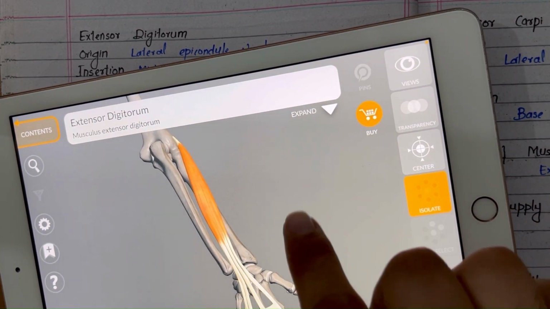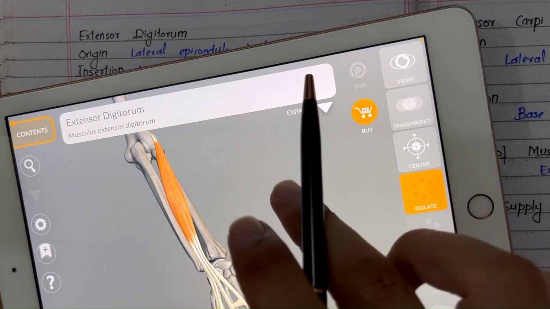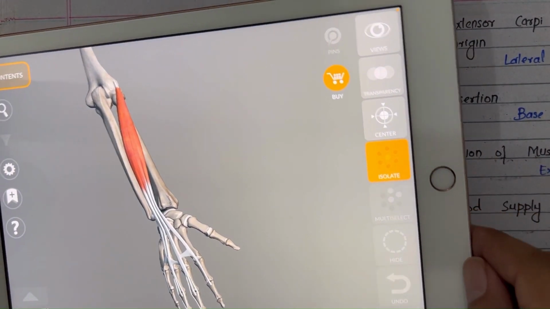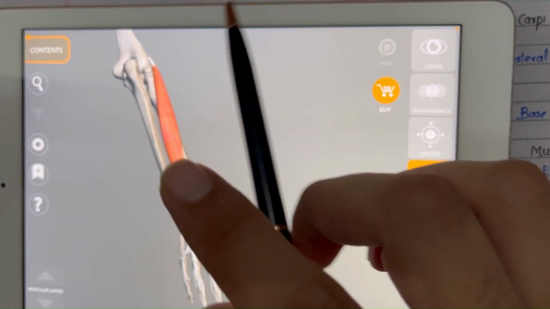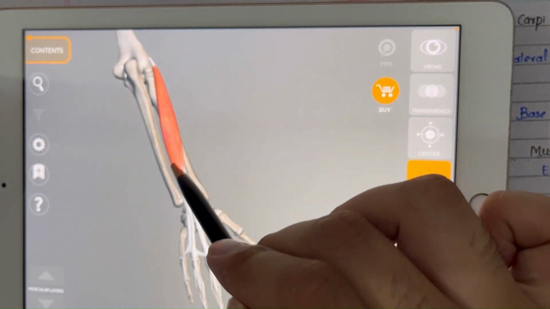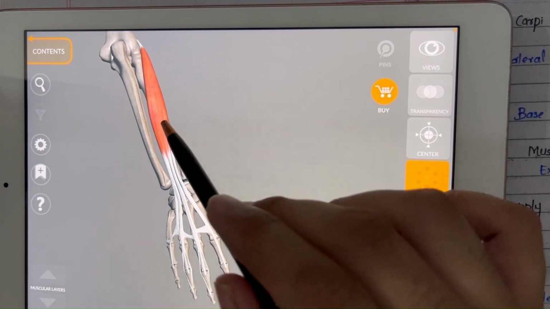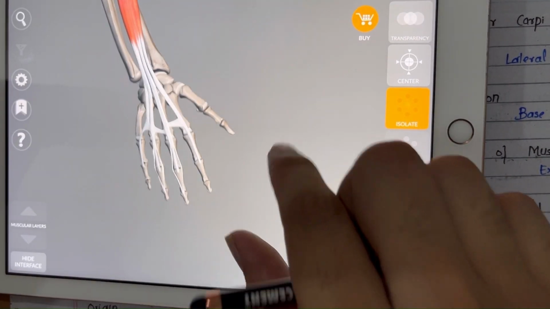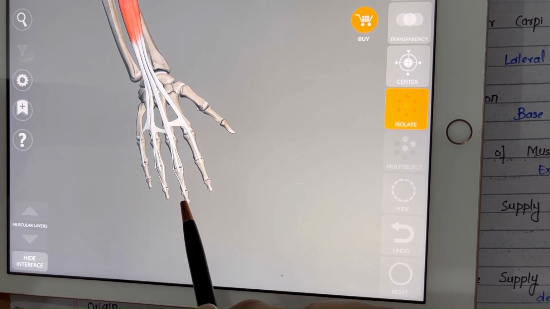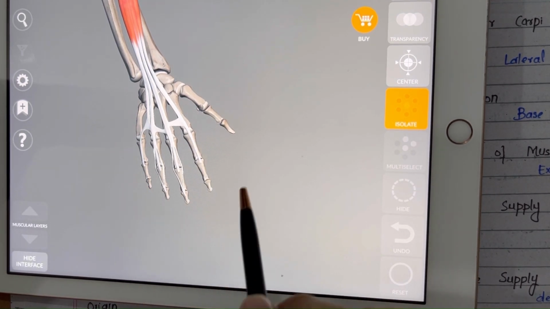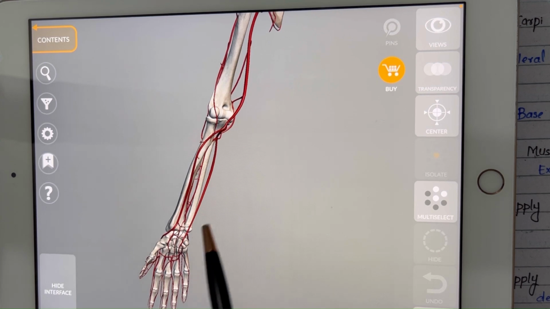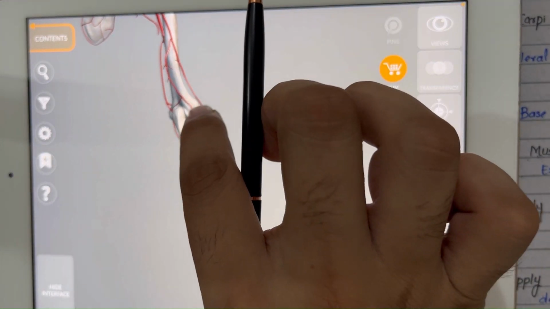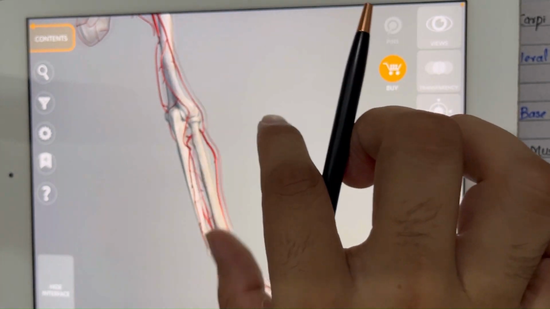Students, the extensor digitorum muscle originates from the lateral epicondyle of the humerus bone. This is the lateral epicondyle of the humerus bone. This muscle runs inferiorly and posteriorly and divides into 4 tendons. These tendons insert into the middle and the distal phalanges of the fingers. Now moving toward the blood supply of the extensor digitorum muscle. This muscle is supplied by the radial recurrent artery.